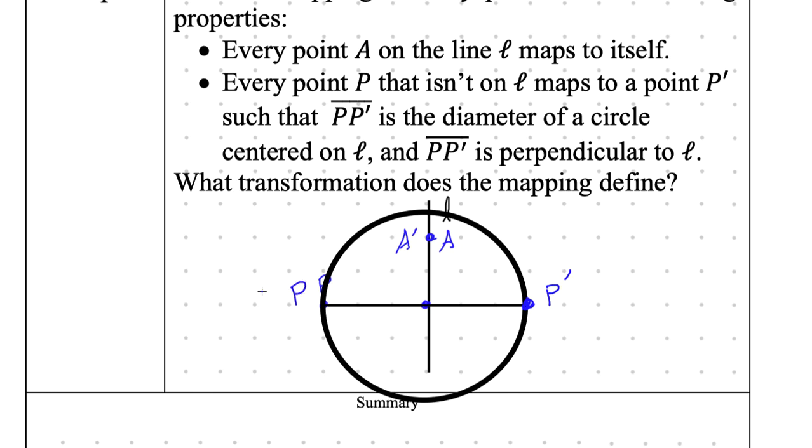So what transformation? All right, so now do fingers. Is it a rotation, reflection, or dilation? And it looks like you now unanimously have the correct answer. This is a reflection.